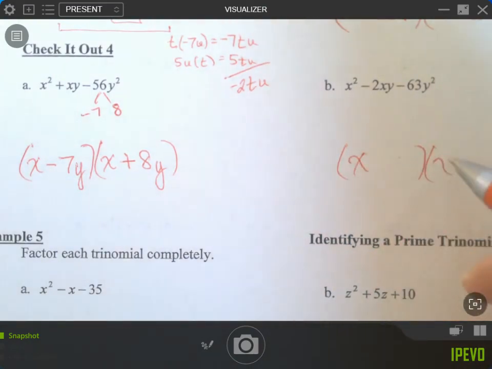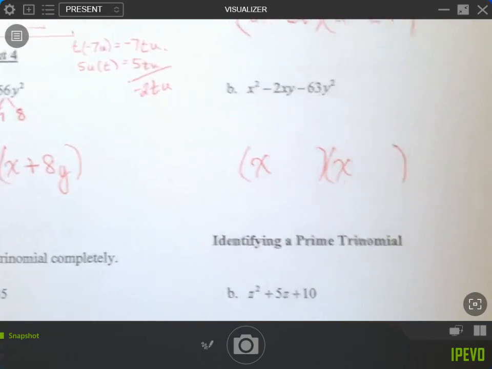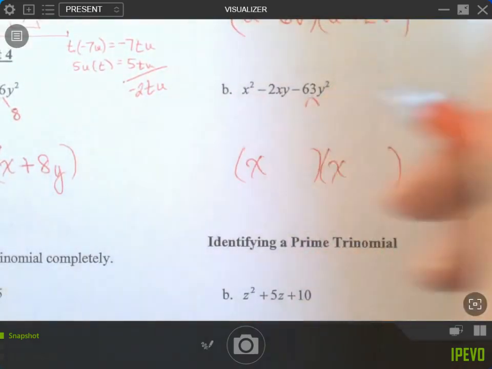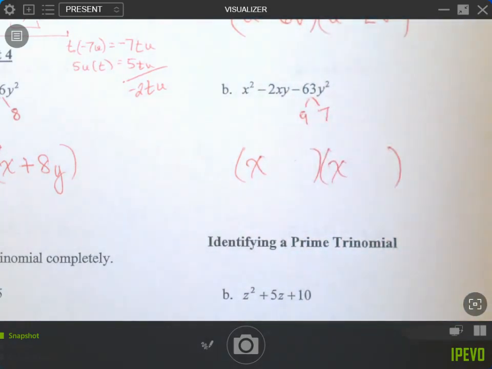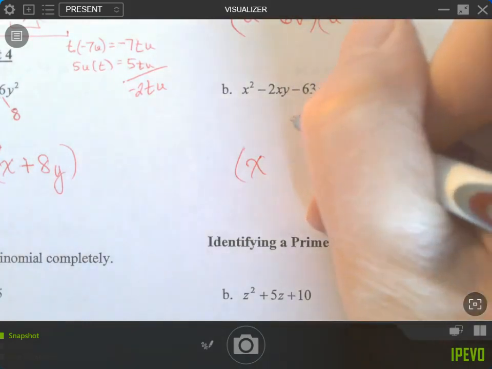X times X is X squared. What are you guys using for negative 63? I was thinking about 9 and 7, but I need a negative 63. So which one should be negative? Did you say all of them? No. 7. Actually, the 9.